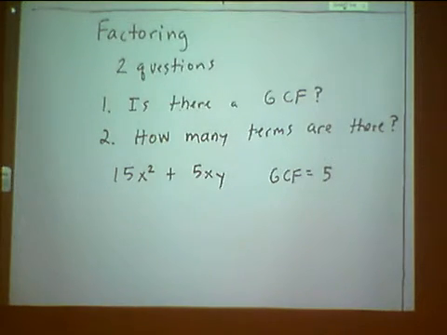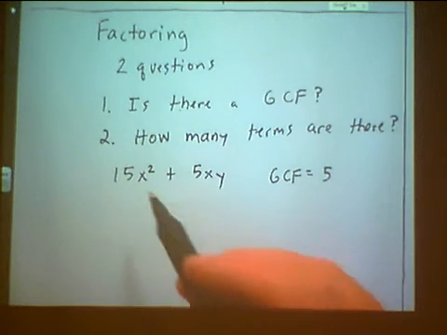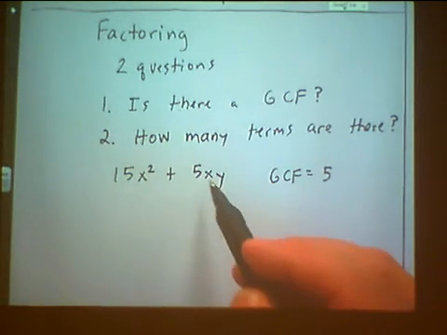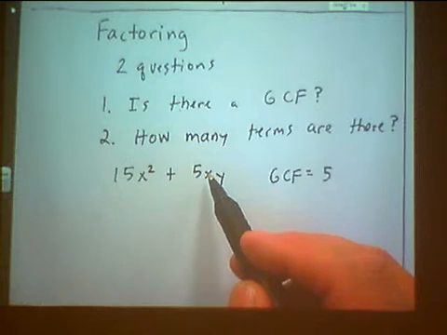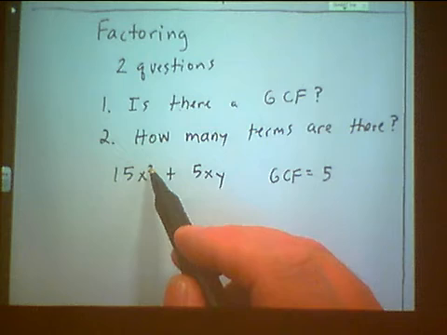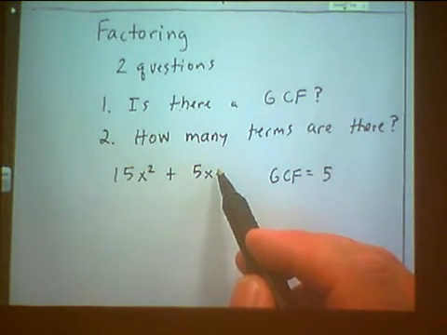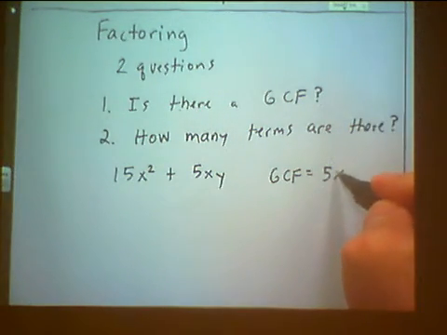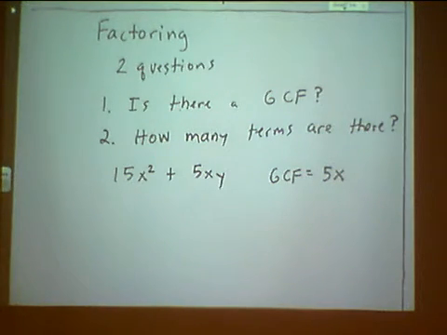And then you look at the variables, and you see if there are any common variables in all the terms. And if you do have a common variable in all the terms, then you're going to choose for your exponent the smallest exponent in all the terms. In other words, if I look at the x's, I have x squared, and in the second term I have x. So I do have x's in both terms, but in the first term my exponent is 2, the second term my exponent is 1, so you always take the smaller exponent.